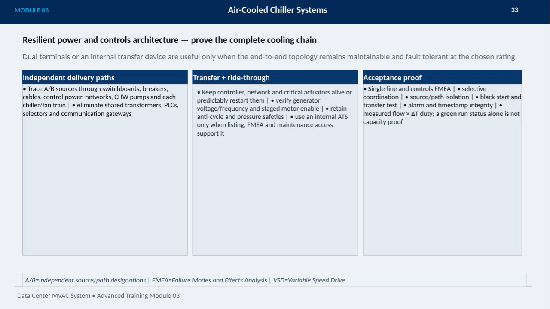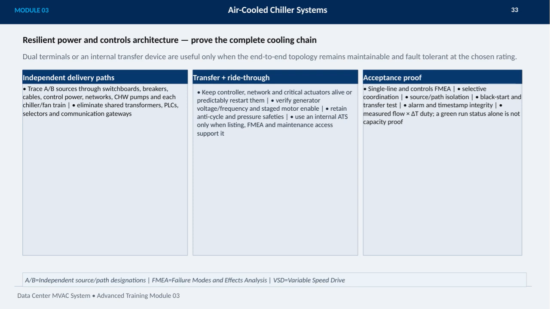In this module, we focus on air-cooled chiller systems within data center MVAC setups. A key takeaway is the importance of a resilient power and controls architecture to ensure the entire cooling chain remains reliable and efficient. For optimal fault tolerance, dual terminals or internal transfer devices must maintain a manageable end-to-end topology at the chosen rating. To achieve robust operation, independent delivery paths are critical.